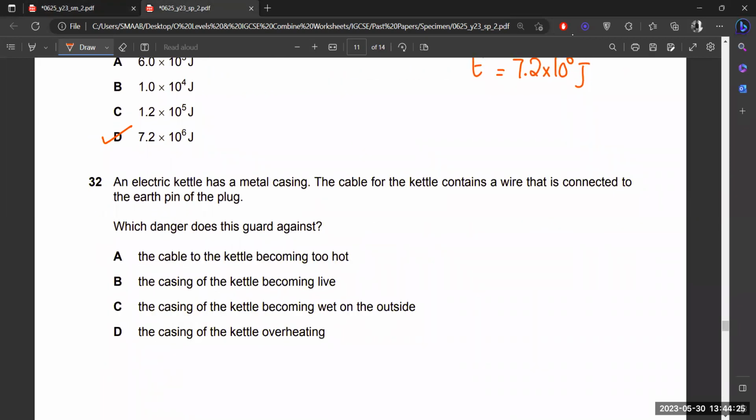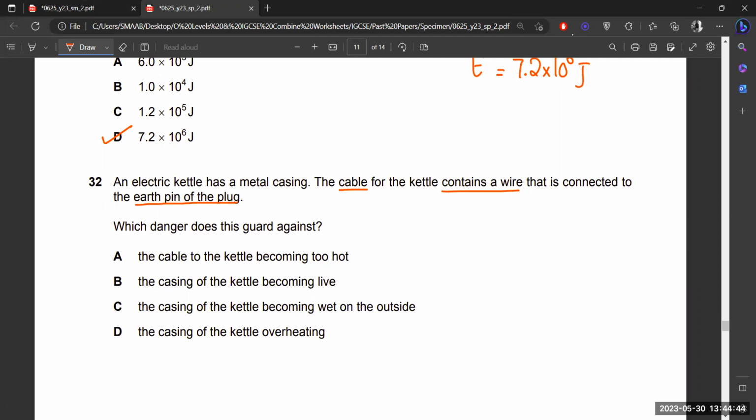An electric kettle has a metal casing. The cable for the kettle contains a wire that is connected to the earth pin of the plug. Which danger does this guard against?